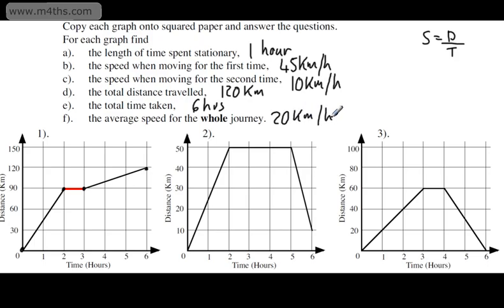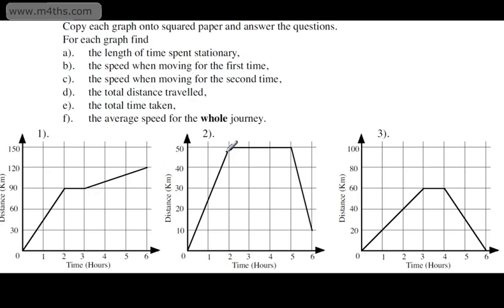Remember, if you're in an exam, do show full workings. I'm just writing them down as we're going to try and get through all of these. Okay, so let's now do this one. The length of the time spent stationary. Well, we started at 2 hours and we finished at 5 hours. So this would be 3 hours. I'm simply reading off now this point to this point, and that gives me 3 hours.